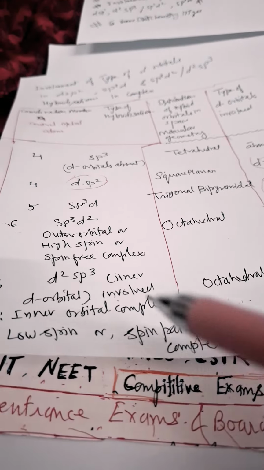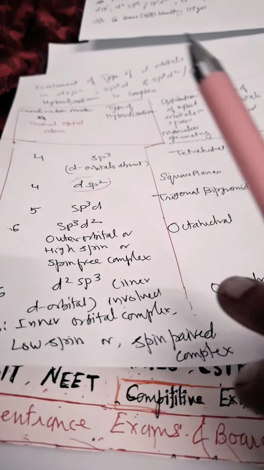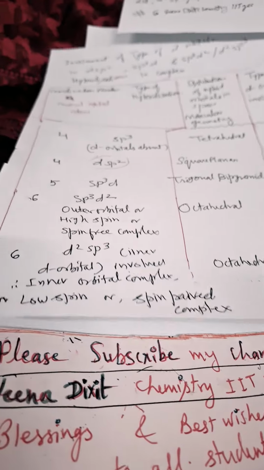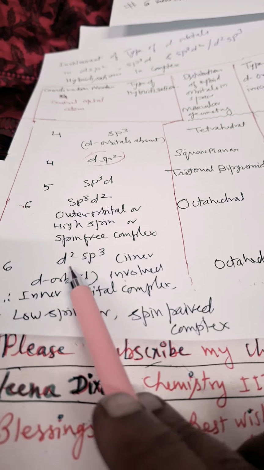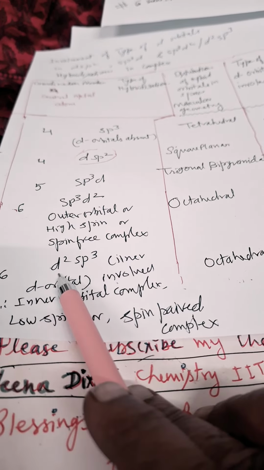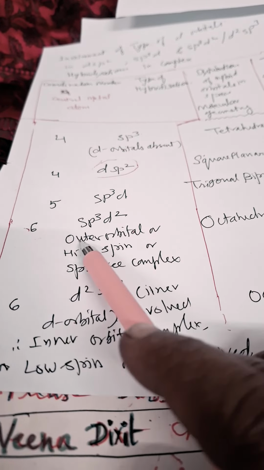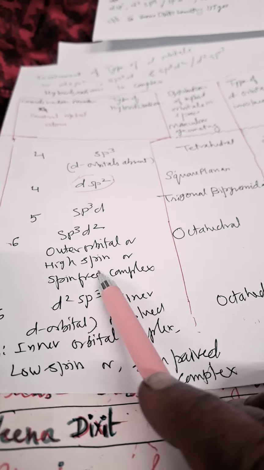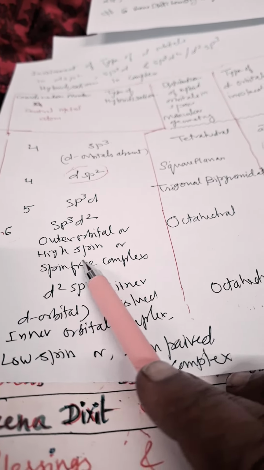If d2sp3 hybridization is there, an inner orbital complex will be formed, that is a low spin complex or spin paired complex, meaning a strong ligand will be there so that it will pair the inner electrons. So the inner d orbital is involved. But in case of sp3d2, it is an outer orbital complex, a high spin complex, because here the ligands are very weak, so they will not pair up, so unpaired electrons will be there.